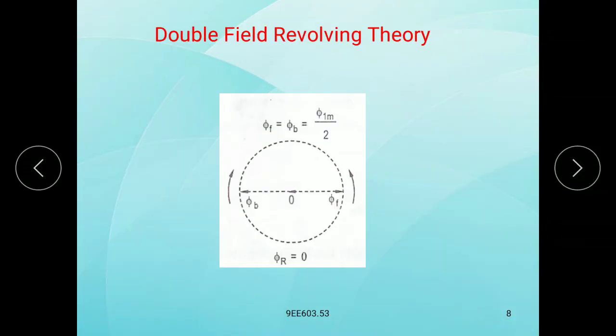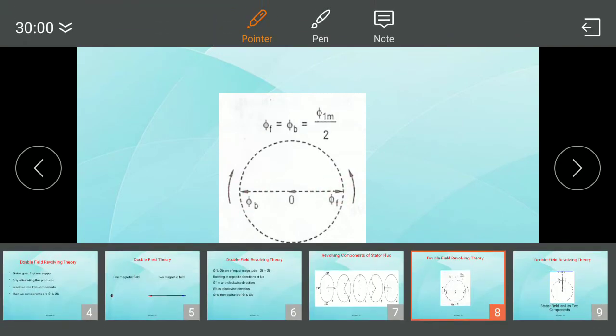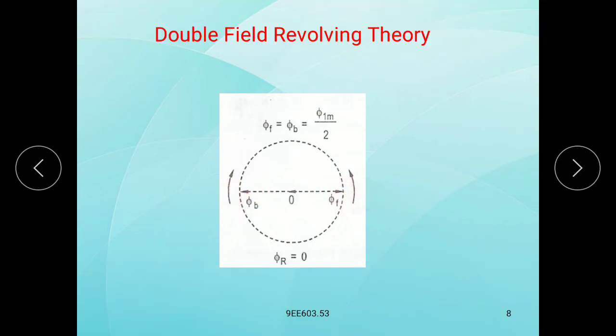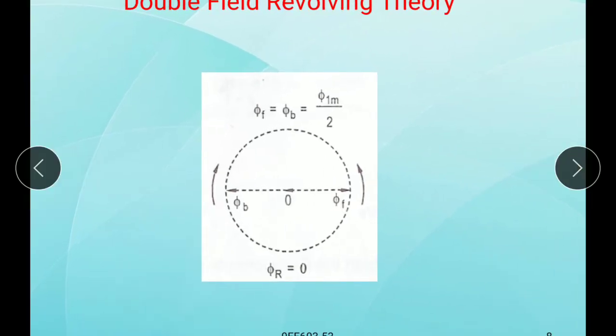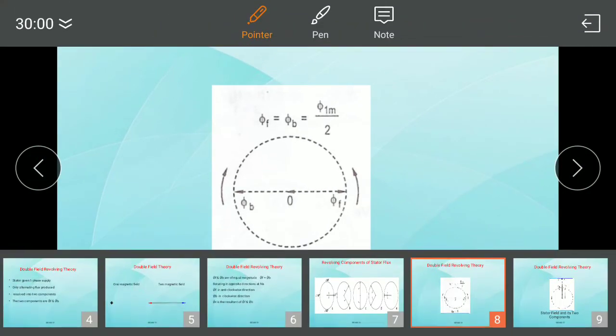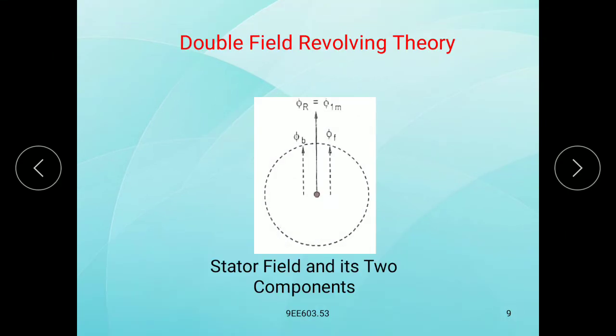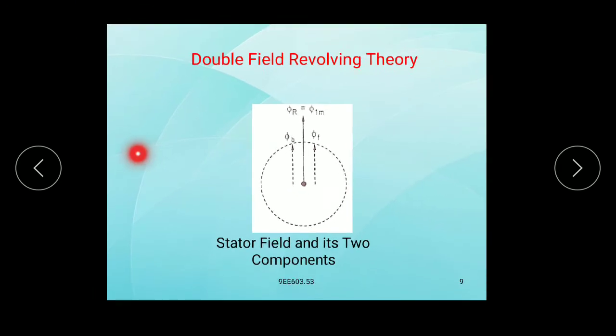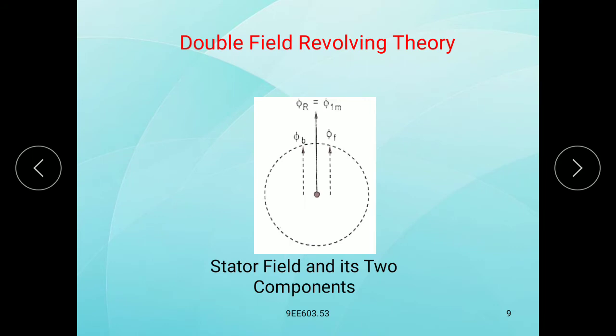In the previous case, these are in opposite directions, so φr is 0. Why are they in opposite directions? Because this one is in this direction, so here it is clockwise, and this is anti-clockwise. So now these are the stator field and its two components. When the stator field and its two components are in the same direction, the resultant φr is the maximum flux.